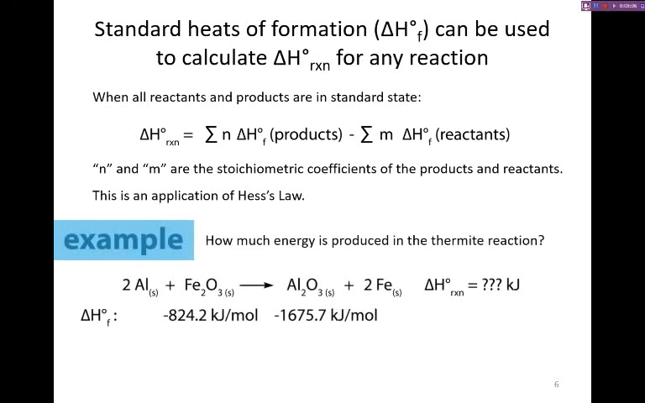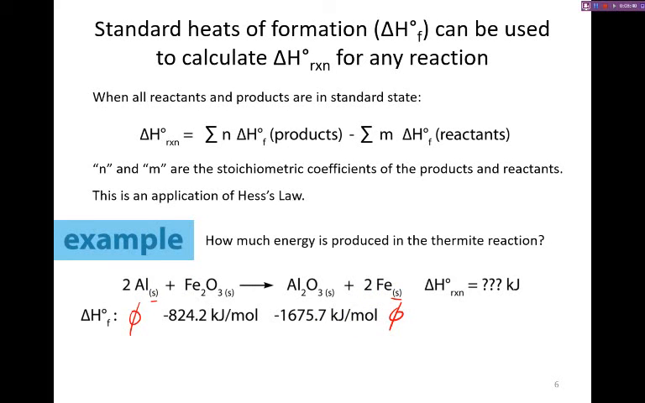So here's an example. If we want to know how much energy is produced in the thermite reaction, we're given the reaction, and we're given the enthalpies of formation of iron oxide and aluminum oxide. Initially, you might wonder why we're not given the enthalpies of formation for aluminum and iron. But remember that when elements are in their standard states, the enthalpy of formation is 0. And both aluminum and iron are metals, therefore their standard state is solid.